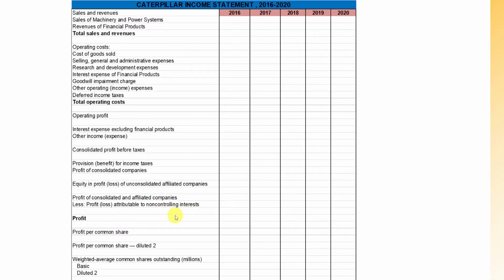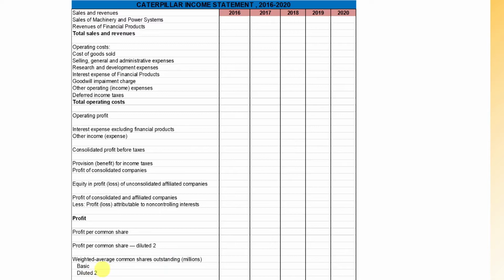Now, non-controlling interest means the people who are having the minority interest in the company. After that, we shall get our profit. Once we get our profit, we shall find our profit per common share, and we shall find our profit per common share based upon diluted EPS.